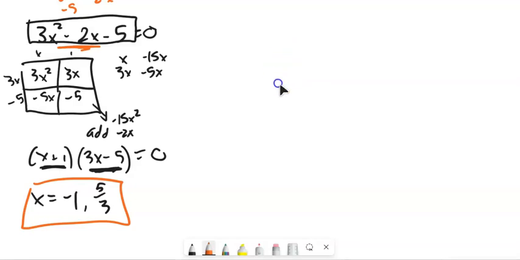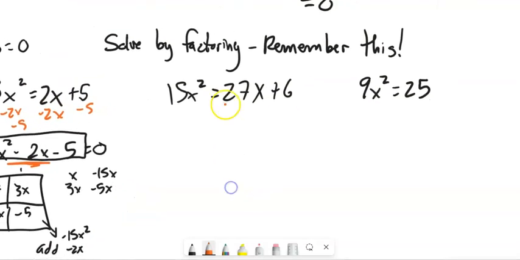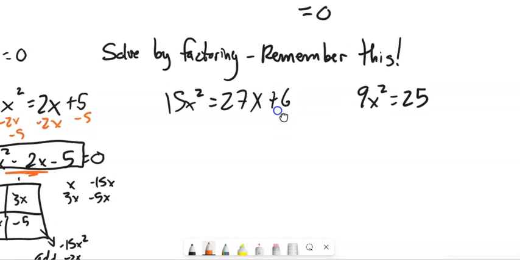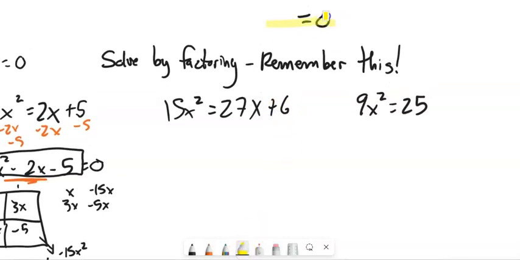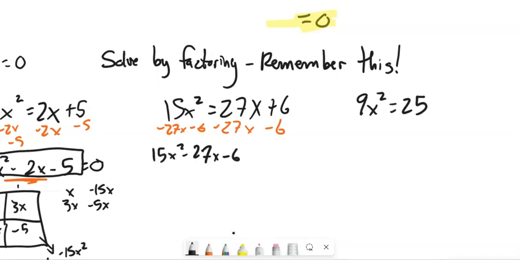Let's give another one a try. This thing, well, it's not equal to 0, and I'm supposed to remember that. So get it equal to 0. I could subtract 27x and 6 from both sides. So I've got 15x squared minus 27x minus 6 equals 0.